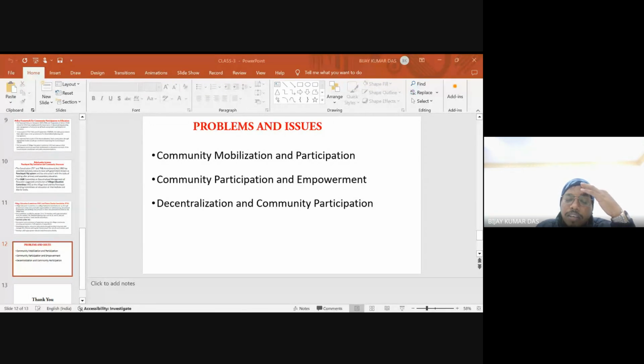etc. in different states under DPEP. Government of Uttar Pradesh is also doing well. Government of West Bengal also doing well. Government of Odisha also doing well.